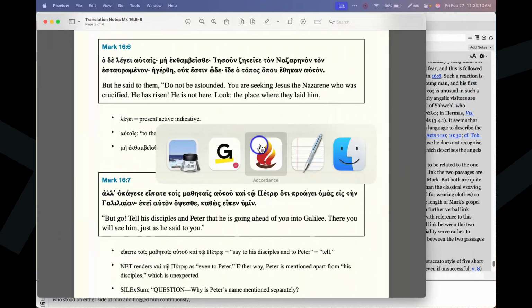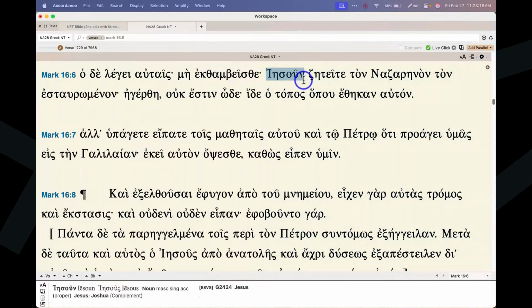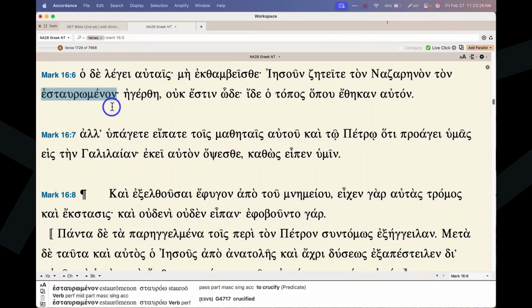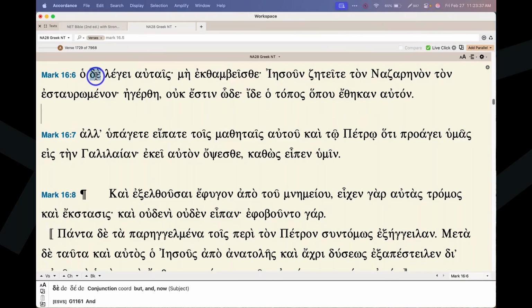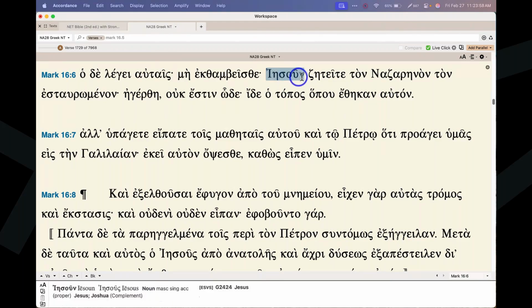All right, we get verse 6 now. I'm going to go to Accordance for this. Ho de legei autais, me ekthambeisthe, Iesoun zeteite ton Nazarenon ton estauromenon, egerthe, ouk estin hode, ide ho topos hopou ethekan auton. De, I think, but is the best translation. But he, ho, says to them, present active imperative, do not fear, or do not be astounded, or whatever you did in the last verse, but it's the same verb, ekthambeo. So they are ekthambeo-ing, and he says, don't ekthambeo. Jesus, whom you are seeking, the Nazarene, the one who was crucified.